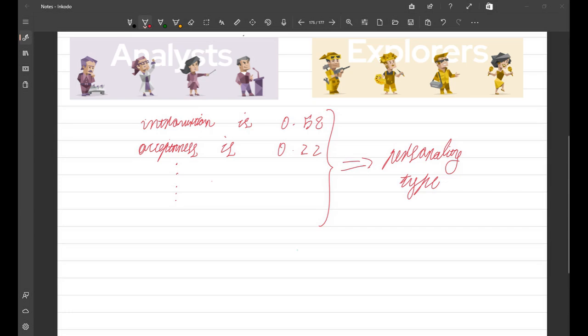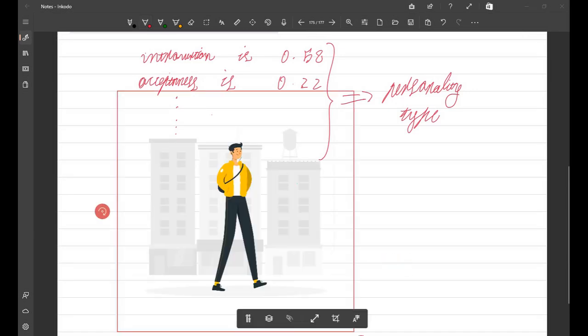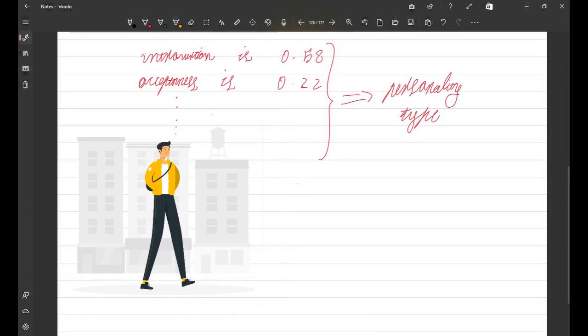For simplicity, let's assume we want to talk about just two criteria. Imagine this is Jack. Jack works in a big company. And imagine these two criteria represent Jack's personality. So if we put Jack's personality on the scale, we have this.